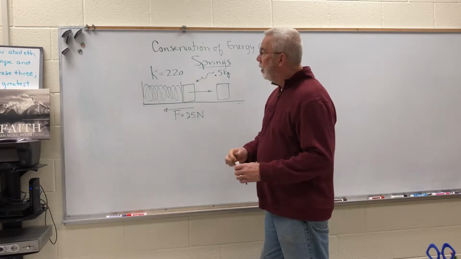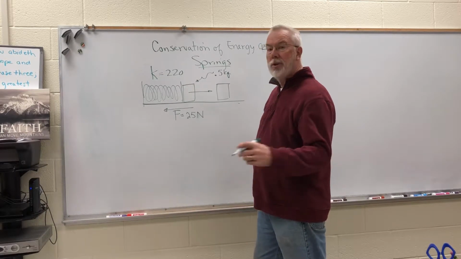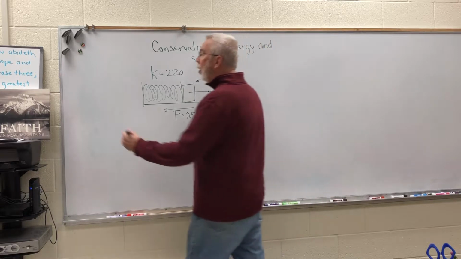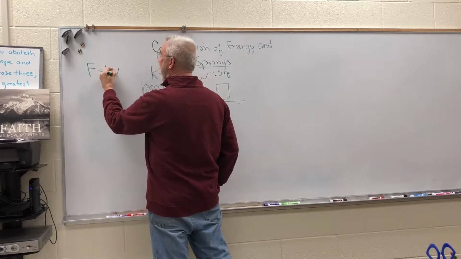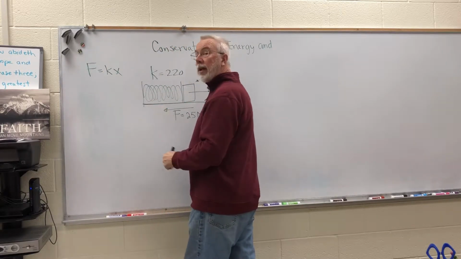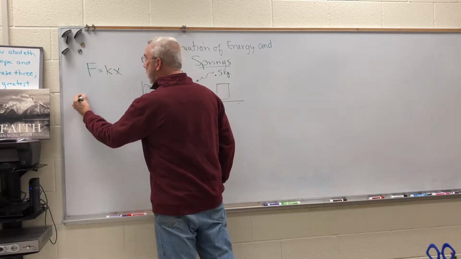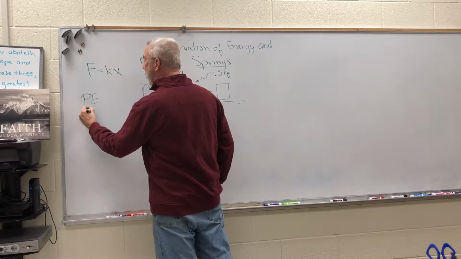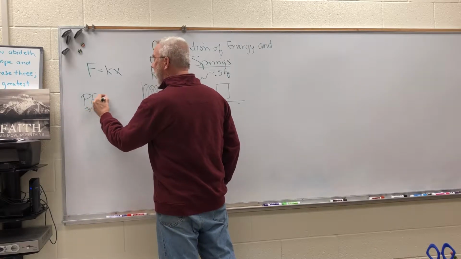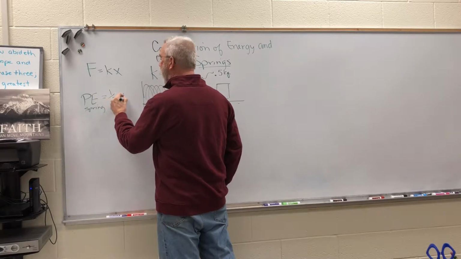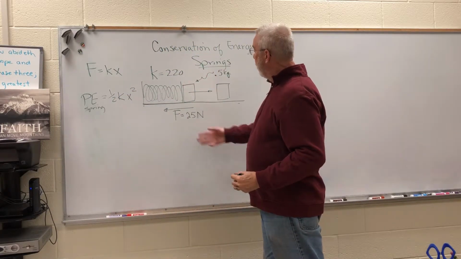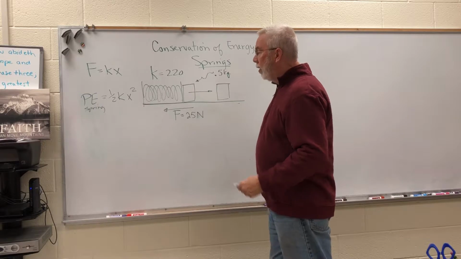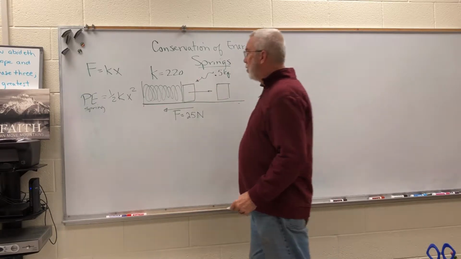So the first thing we need to do is establish the two formulas that we need to use. One of them is called Hooke's law, which is F equals Kx. The second formula is that the potential energy of the spring is equal to 1/2 Kx squared. Now, from the information that's been provided, we're going to start with Hooke's law.